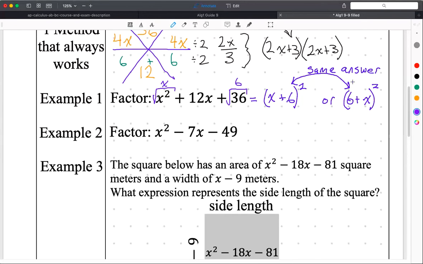This is not a perfect square, and I need someone to tell me why that's not a perfect square. Oh, can I tell you? So Wyatt knows why it's not a perfect square. Charles knows why it's not a perfect square.